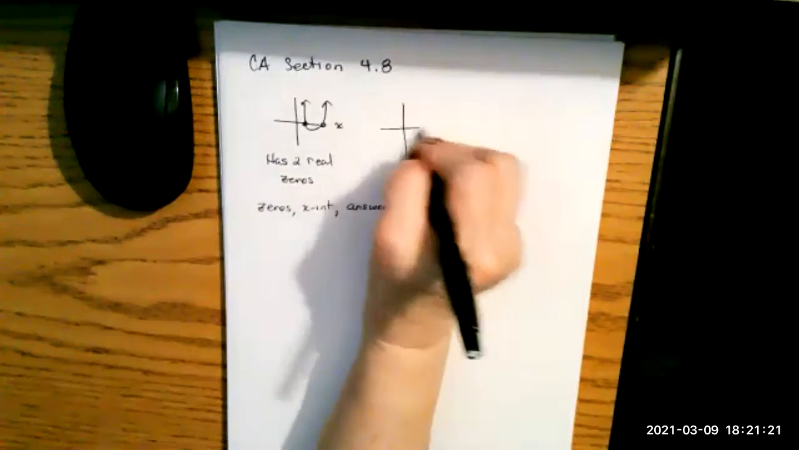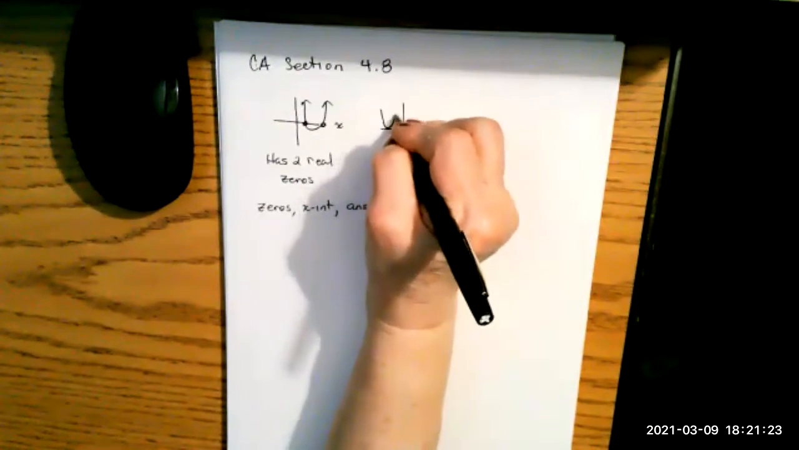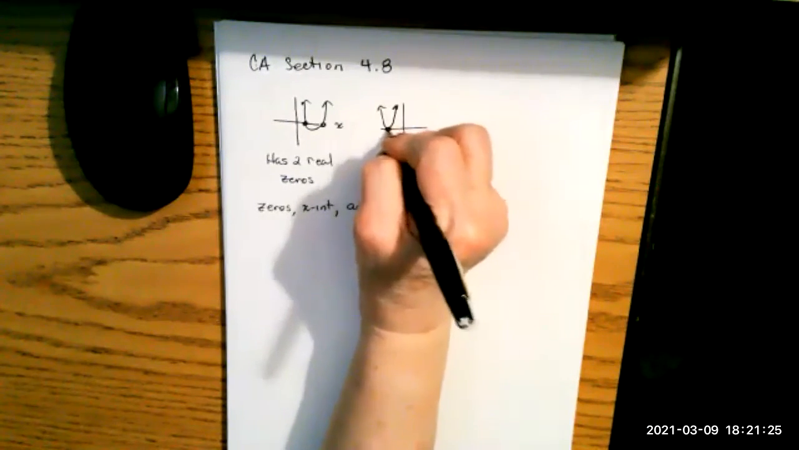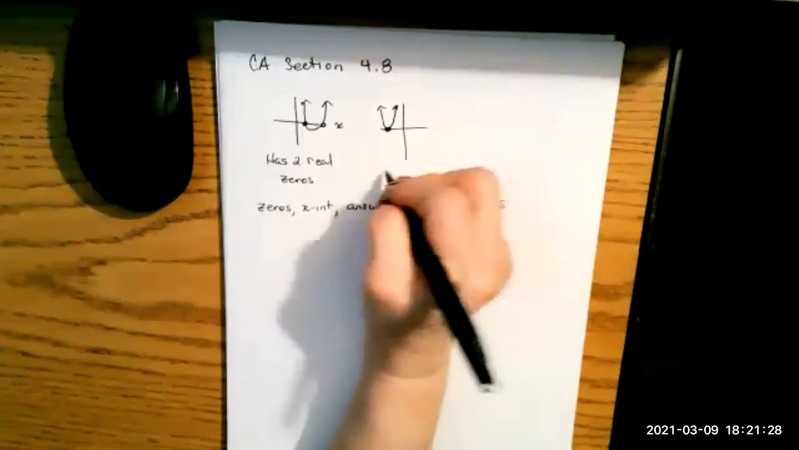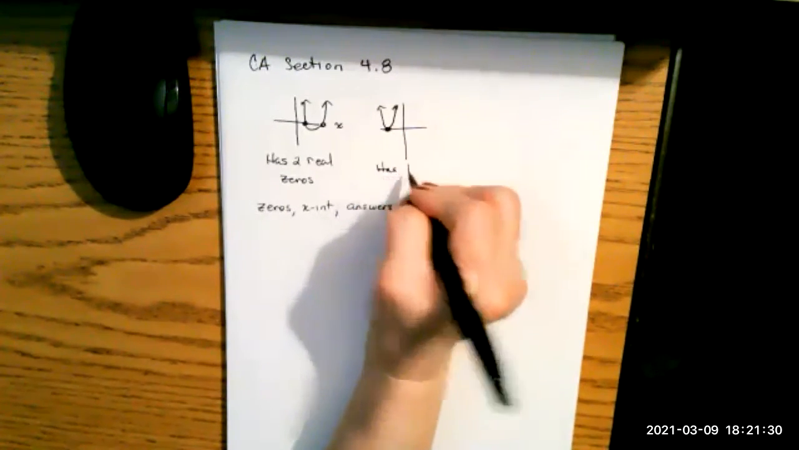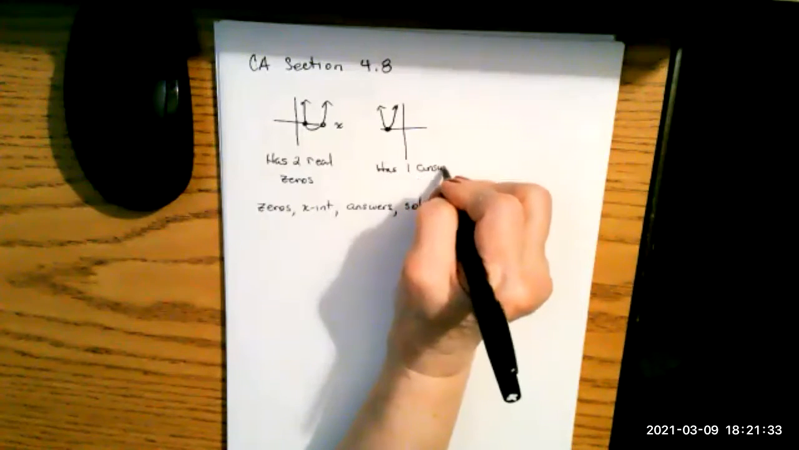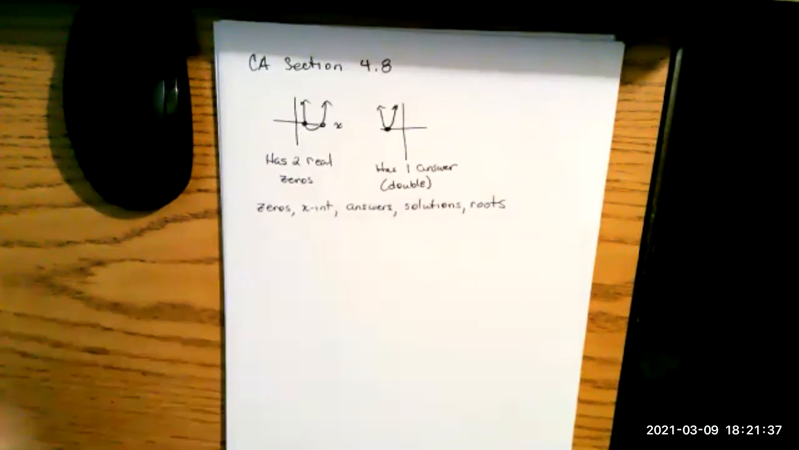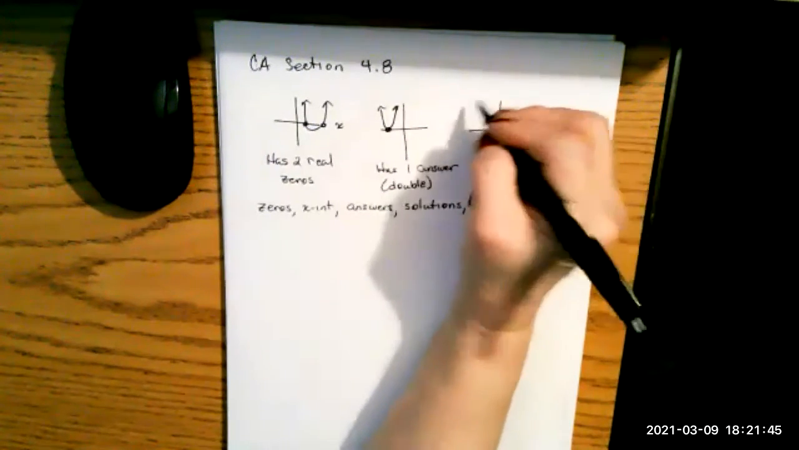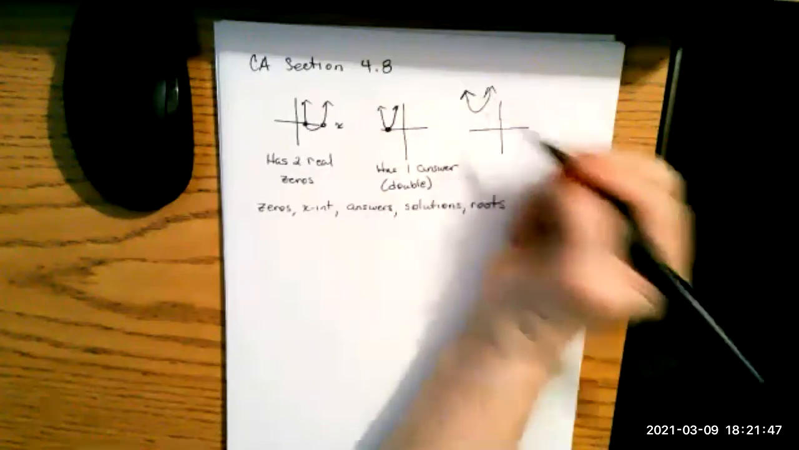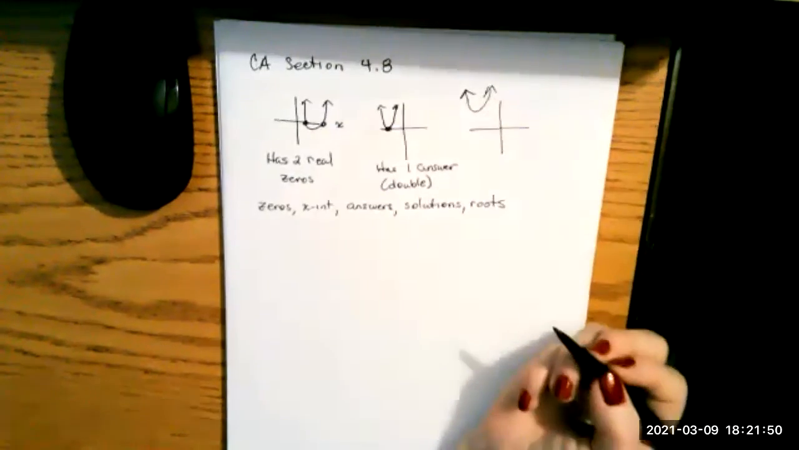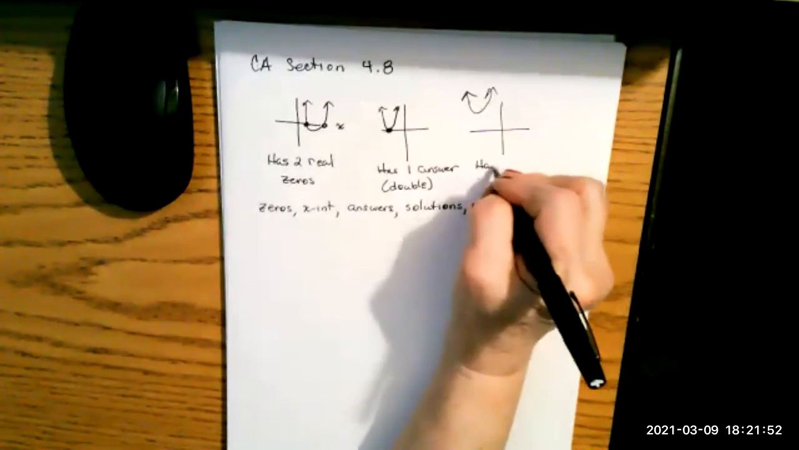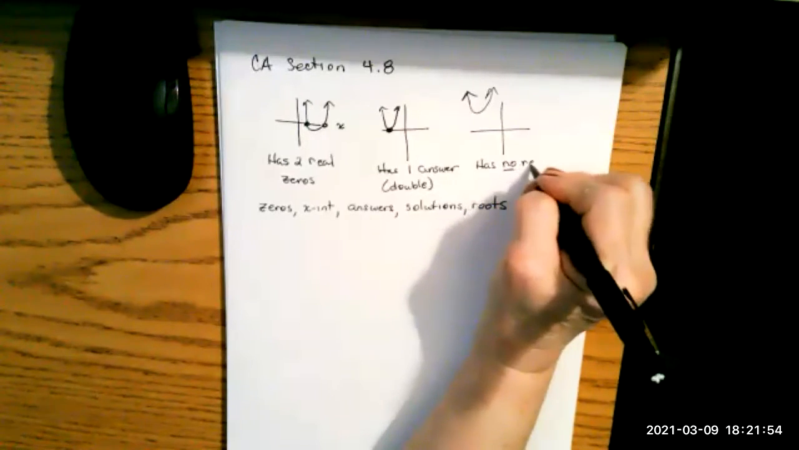We could have our parabola come down and just touch. We talked about that the other day. It can just touch the x-axis, and then it has one answer. And I told you it's called the double root, but we'll talk about that again later. It has one answer because it's just touching in one spot. And then we have the kind that will be off somewhere. It could be up or down, but it's not crossing the x-axis at all. It has no real solutions.